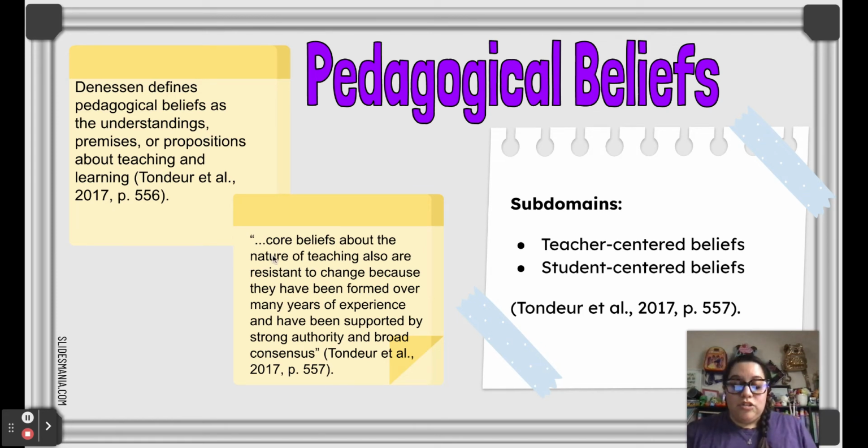Core beliefs about the nature of teaching also are resistant to change because they have been formed over many years of experience and have been supported by strong authority and broad consensus. This explains a lot about those older veteran teachers who do not want to change, who don't want to incorporate technology. They don't see a use for it because they've been doing this for so long that they believe they don't need to change. It also explains why new teachers don't have that experience, and so they're willing to try new things. And we'll get into that a little later as well.